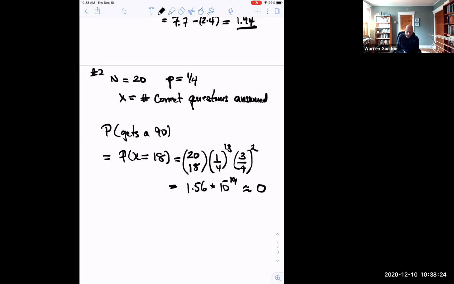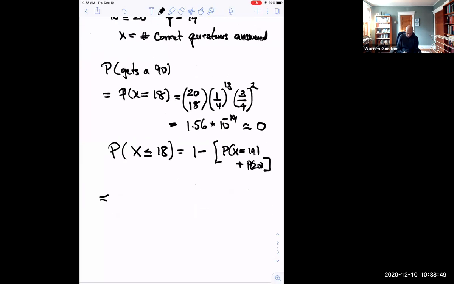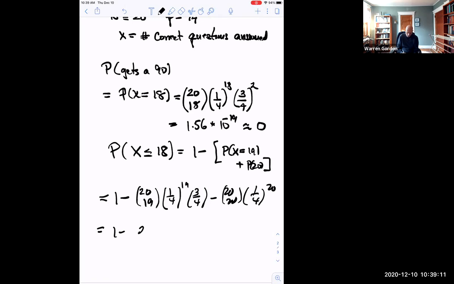Okay. The second question is, what's the probability he scores at most a 90? At most 90 means X is less than or equal to 18. That's equal to 1 minus the complement, which is 19 or 20. So this will be 20 choose 19, 1/4 to the 19th, 3/4, minus 20 choose 20, 1/4 to the 20th. And this starts out to be 1 minus 20 times 3 over 4 to the 20th minus 1 over 4 to the 20th. And this is almost 1 if you work it out, by the way.